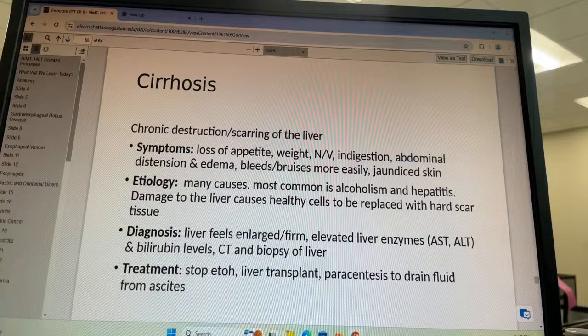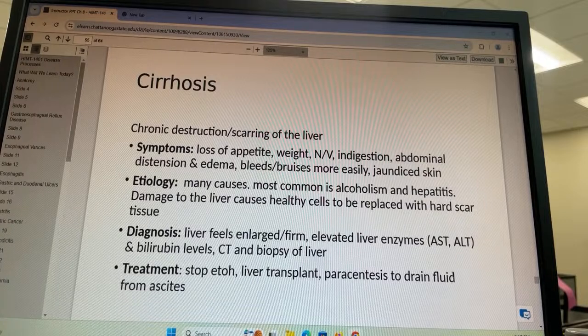Bilirubin levels will also be elevated, and you can do imaging with CT and a biopsy. A biopsy will tell you if it's cancer or something else. With treatment, stopping alcohol is very important. Sometimes if it's bad enough, you can need a liver transplant.